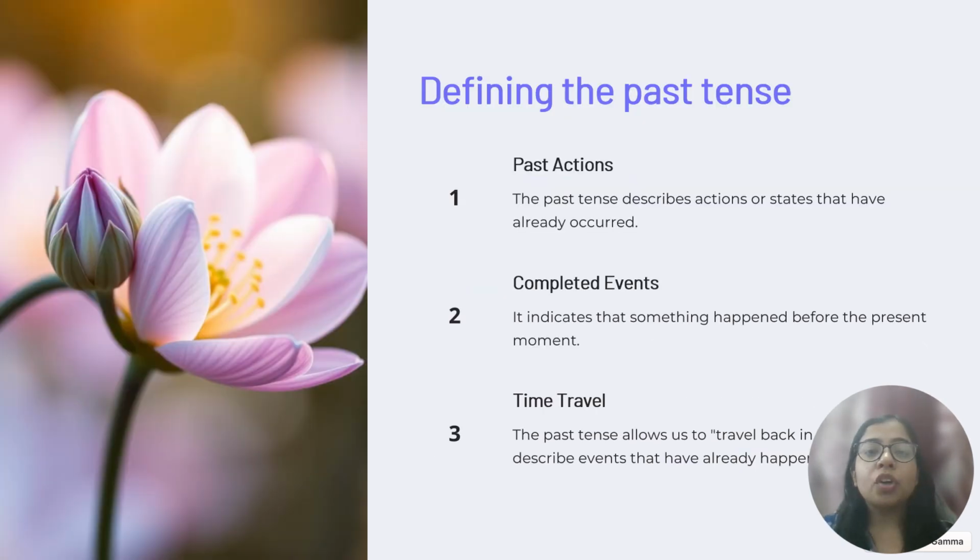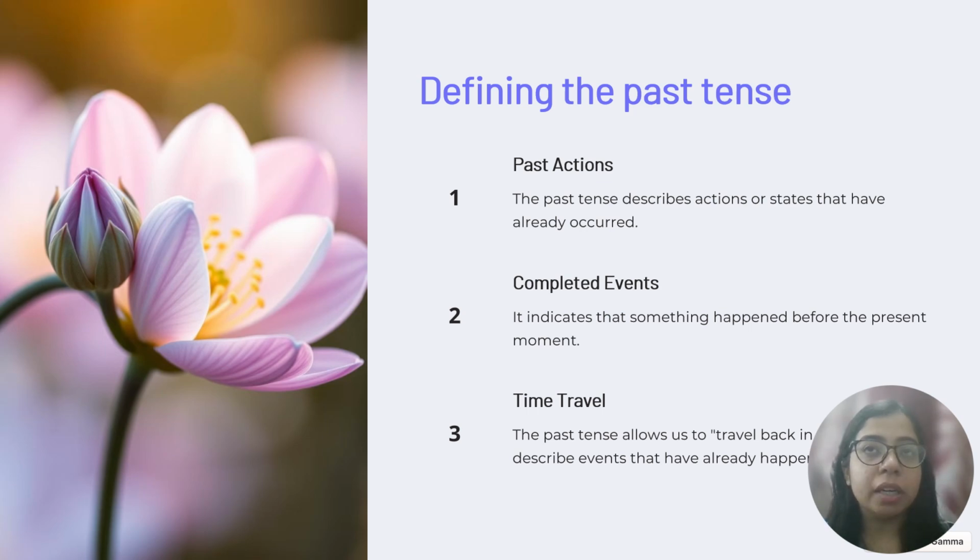As I told, we will talk about one tense only in this PPT, and that is the past tense. Tenses are of three types: past, present and future, and we will go sequentially, and we will first talk about past tense. Talking about past tense, it is useful for three things. First is past actions. The past tense describes actions or states that have already occurred. So past tense describes the actions or states that have already occurred. We already know about this.